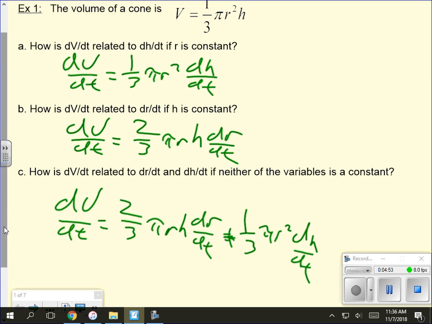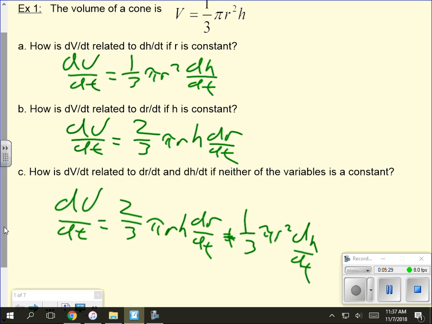The rate of change of the volume is equal to 2/3 pi r h times the rate of change of the radius, plus 1/3 pi r squared times the rate of change of the height. How fast the height and radius changing affect the change in volume? Kind of makes sense. Think about, rather than a cone, an inverted cone. You've got a conveyor belt dumping sand, and the pile is growing. Well, what shape is the pile? The pile's in the shape of a cone.